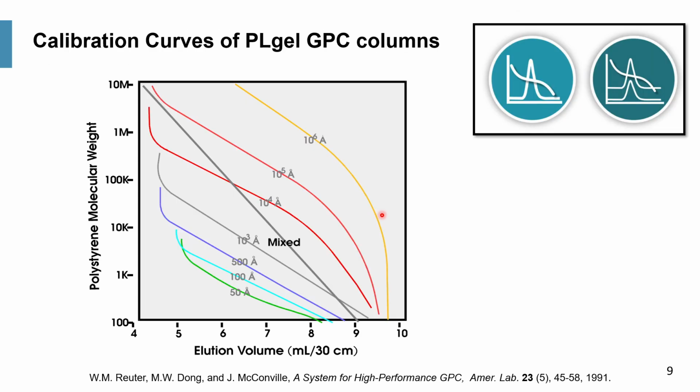Shown here is a set of calibration standards using PLgel GPC columns. One can see that there are a large variety of columns with different pore sizes, from 1 million angstrom pore size to 50 angstrom pore size. So typically for smaller molecular weight polymer, one would use smaller pore size. For screening, one would use a mixed bed GPC column. Some of these examples shown here are published in this article written by Wilhard Reuter and myself in 1991.